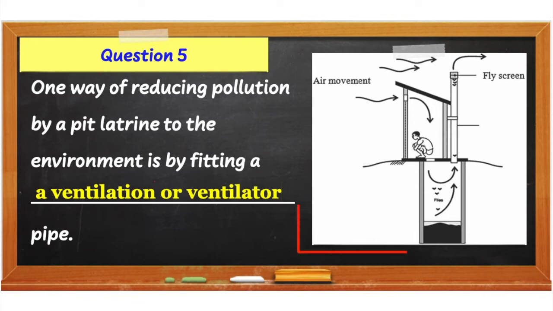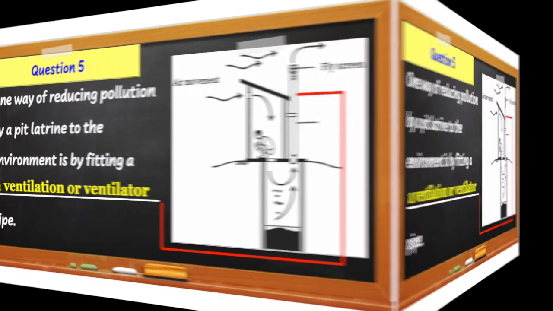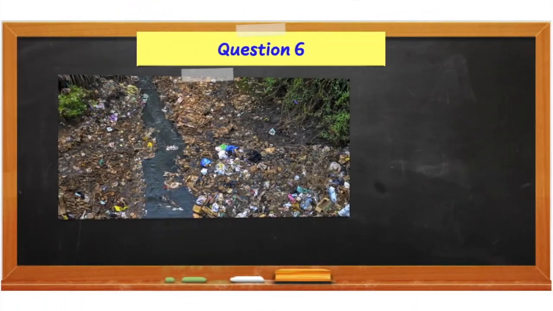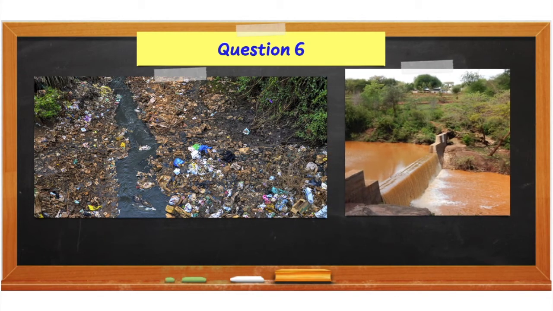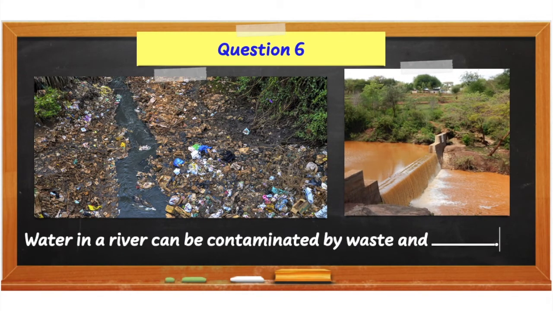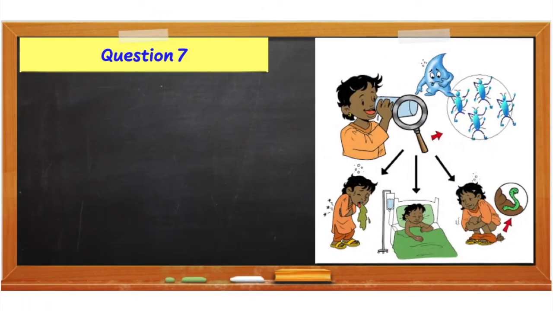One way of reducing pollution by a pit latrine to the environment is by fitting a ventilator pipe. Question number six. Water in a river can be contaminated by waste and soil. Question number seven.